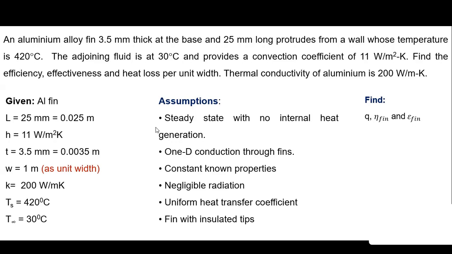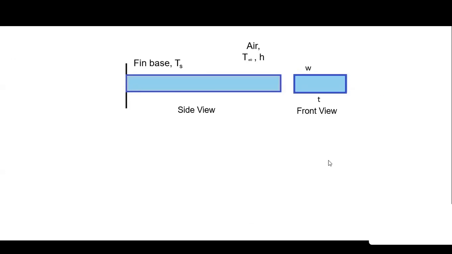So what are our assumptions? Steady state, no internal generation, one-dimensional conduction, constant known properties, negligible radiation, uniform heat transfer coefficient, and of course, fin with insulated tips because the length is very small. Given a straight fin, as I'm showing you the side view and the front view. Front view width is 1 meter. Sorry, this is the width and this is the thickness here. Whatever temperature and other things are known to us.